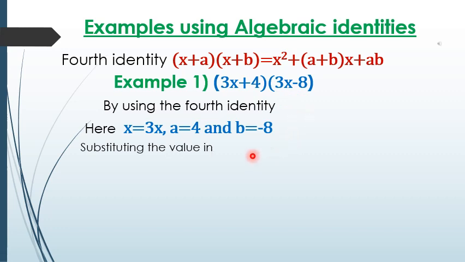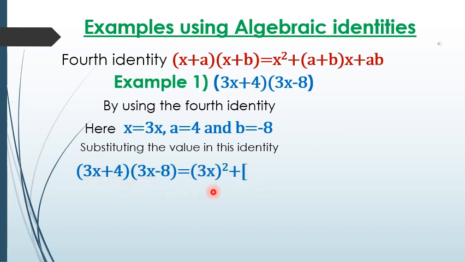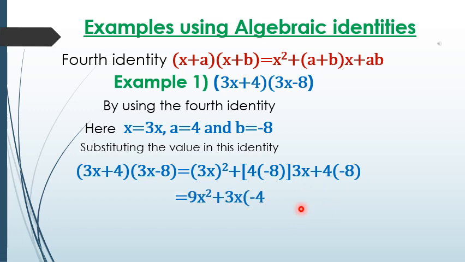Substituting the value in this identity, that will be (3x plus 4) into (3x minus 8) is equal to 3x whole square plus (4 minus 8) into 3x plus 4 into minus 8. So the answer is 9x square minus 12x minus 32.